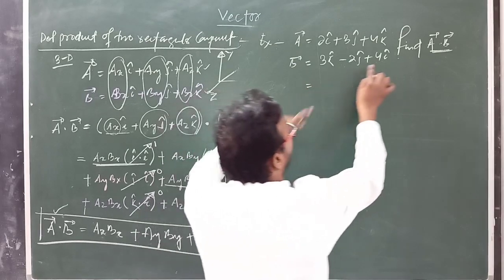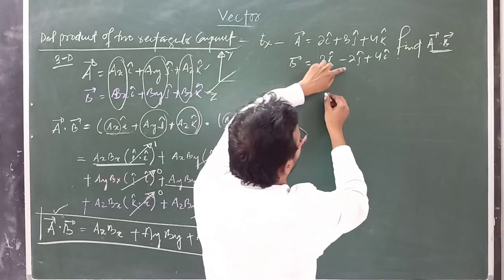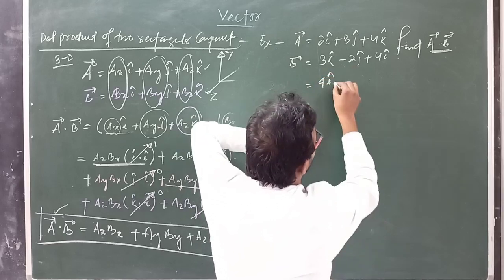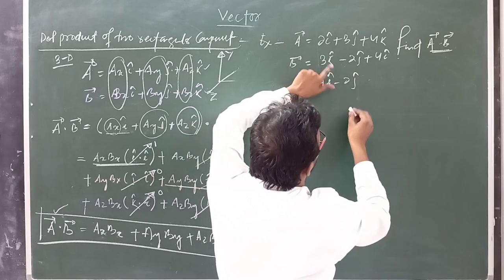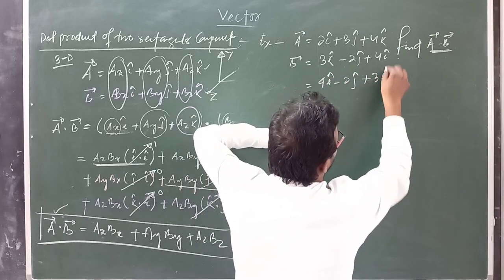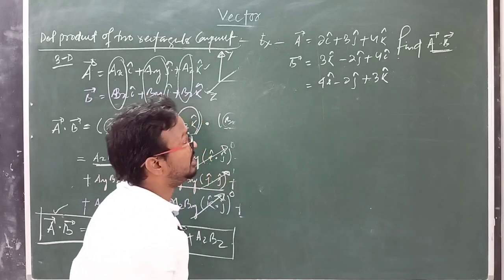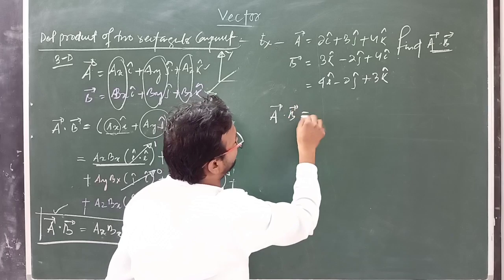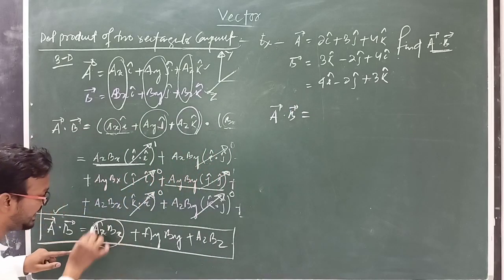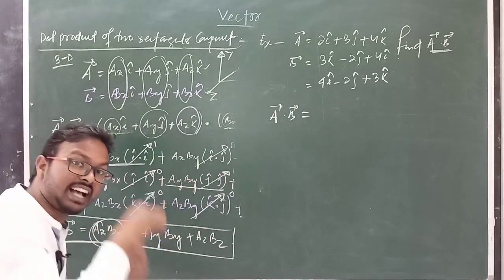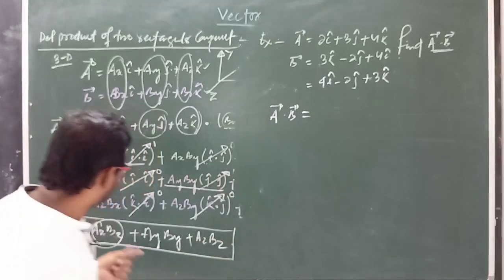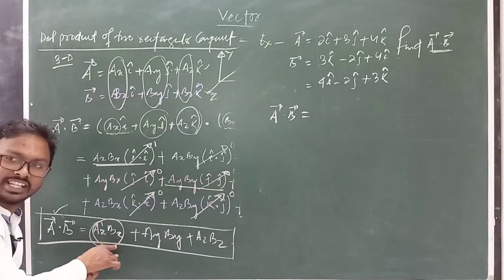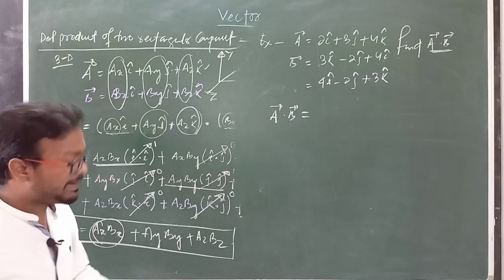So first we have to write here i cap, that is 4 i cap, then j is here, minus 2 j cap, and 3 k, so 3 k cap is here. Clear? Now we have to multiply: a dot b equals ax bx with sign. You have to use this relation with sign. You have to keep the sign in mind. The plus with plus, minus with minus.